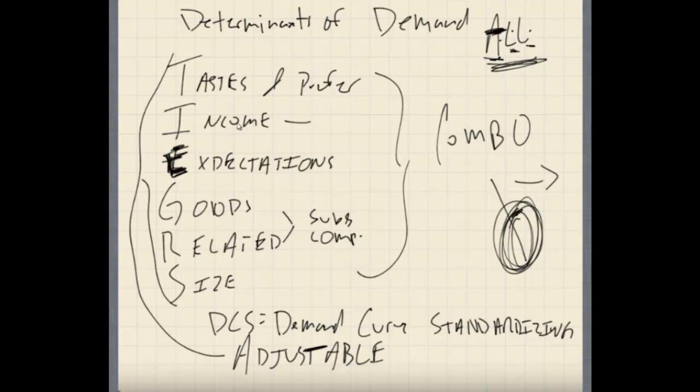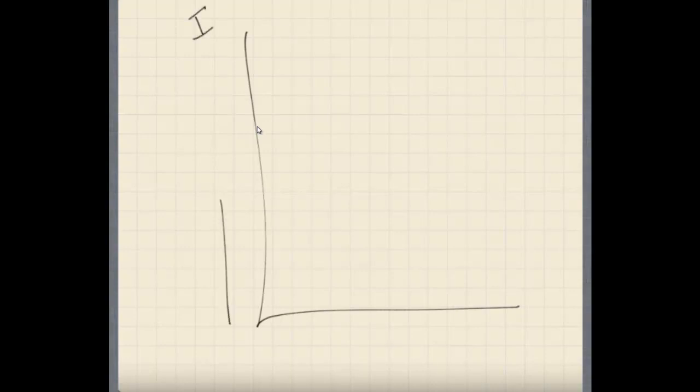With income, this relates to how much income the people have. This also brings us to the idea of disposable income. Normally we've been putting price up here, but in this case we're going to put income along our y-axis, and here's going to be the quantity. For a normal good, the higher up in income we go, the more quantity they will demand. The more money you make, the more disposable income you have.